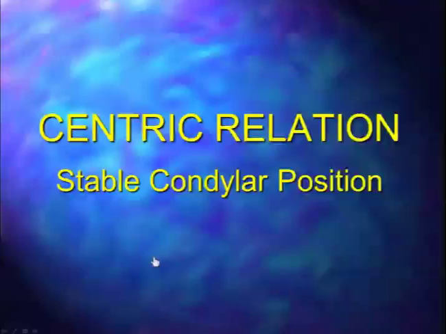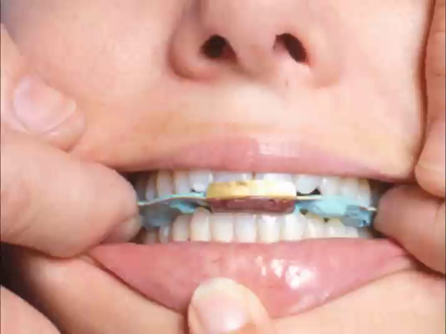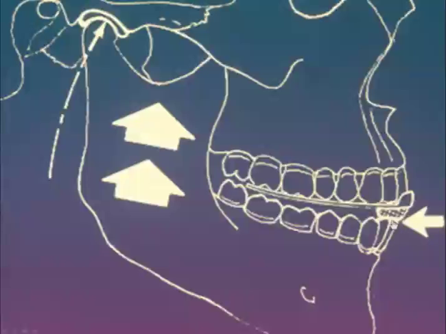Centric relation. I'm not sure if I really like this term. I like the term stable condylar position. It just makes orthopedic sense to seat the condyle in the fossa. And we do this by some type of anterior deprogrammer. Here's shown as the Panadent bite tray with a compound jig. It's this anterior deprogrammer here that creates a fulcrum point, allowing the mandible to rotate around that fulcrum point upward and forward into the fossa without interferences of the posterior teeth.